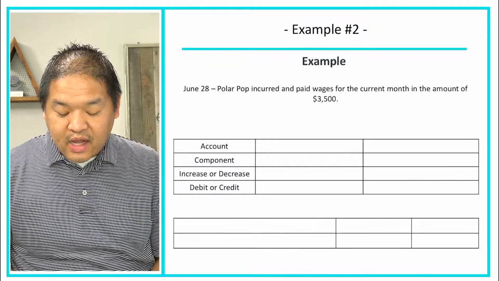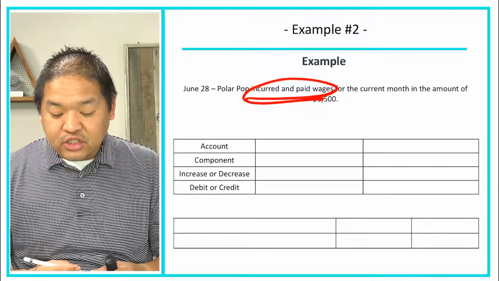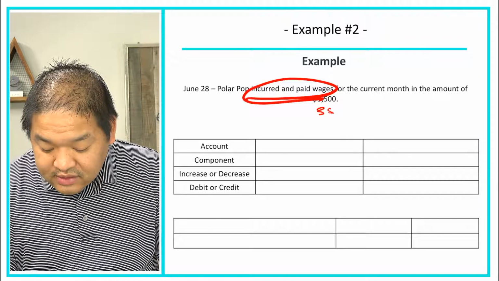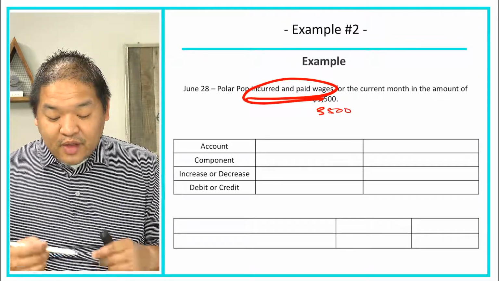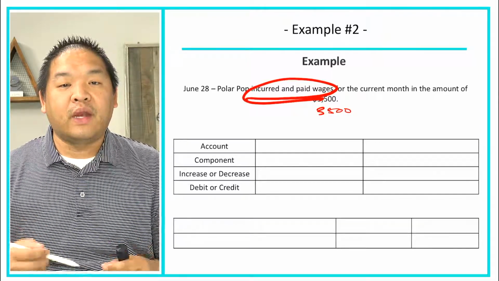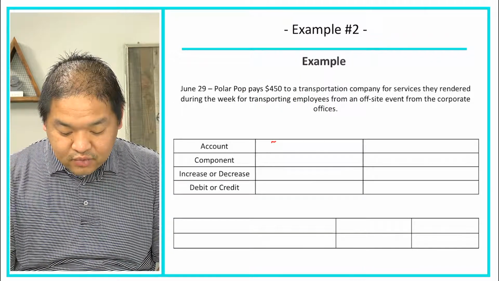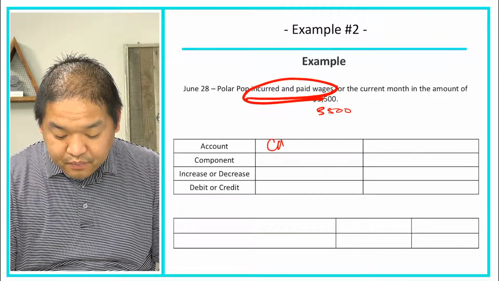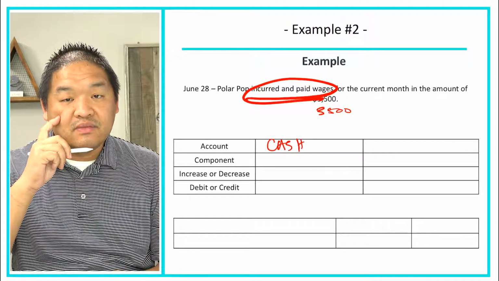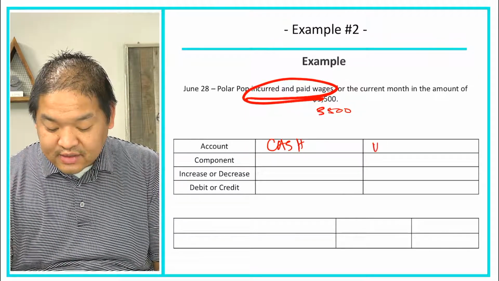Polar Pop incurred and paid, so keyword here, incurred and paid, wages for the current month in the amount of, and I scribbled that out, but that's going to be $3,500. So Polar Pop incurred and paid wages for the current month in the amount of $3,500. So what did I give up? Well, I gave up cash, because if I paid it, then cash has to go out. And then what did I get in return? I got employees' time, which we call wages expense.